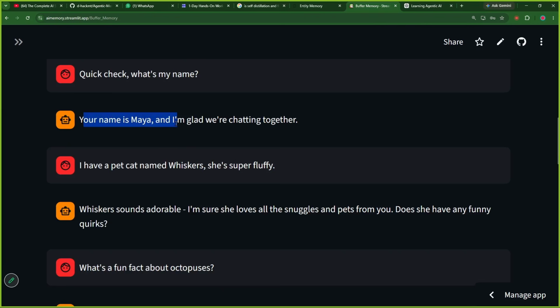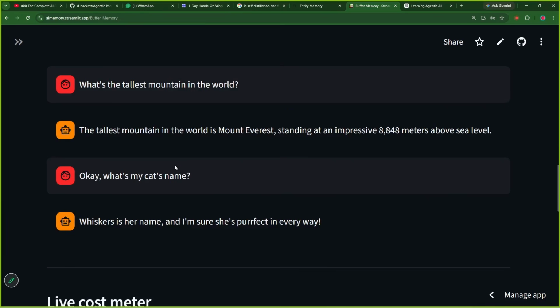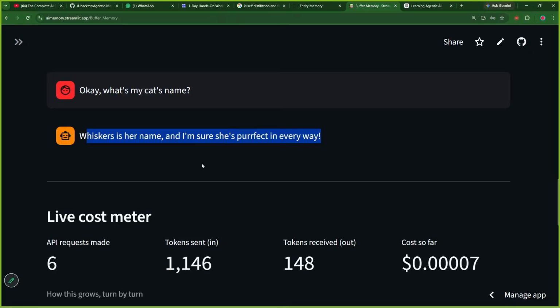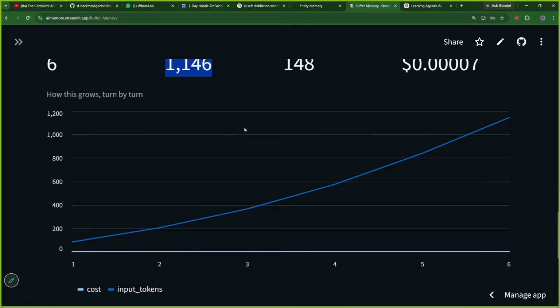See, earlier it was remembering your name is Maya. This time it will also remember the name of my cat, Whiskers. Okay, so memory is working. We have successfully maintained memory, but look at the tokens and look at how the cost is blowing up.